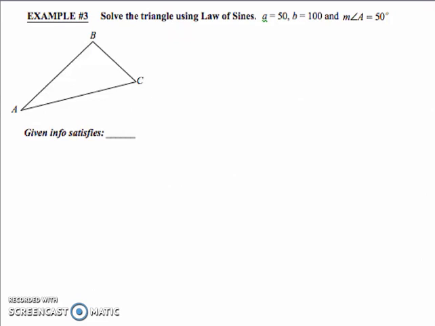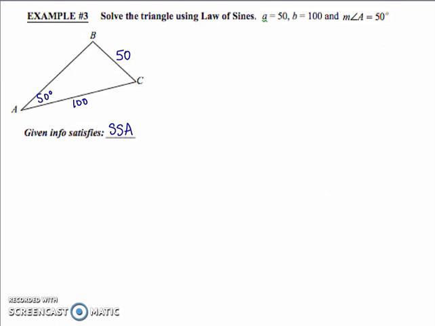Let's label on the triangle the information that we're given. We know side A across from angle A is 50. We know side B across from angle B is 100. And we know the measure of angle A is 50 degrees. So right away, this information satisfies the side-side-angle scenario, which we know is the ambiguous case.